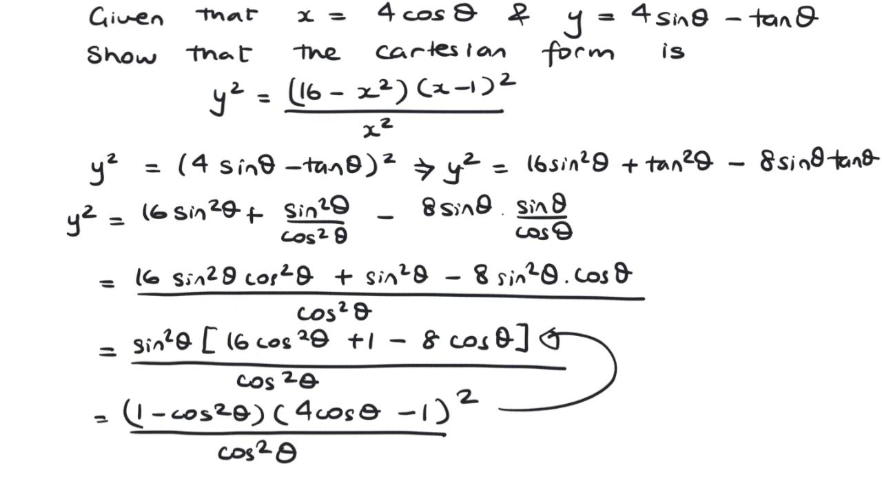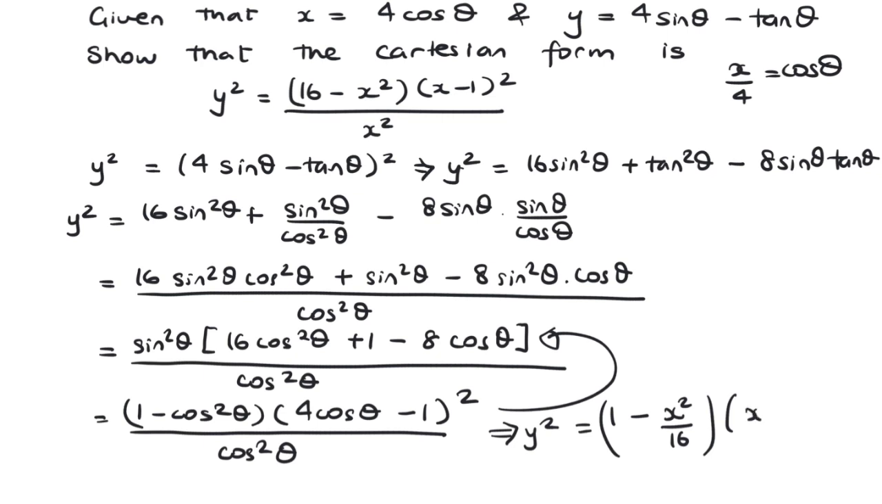So now I can look at my first equation, which is x equals 4 cos theta. If x is equal to 4 cos theta, then x over 4 equals cos theta, and if I need to square it, it can be done quite easily. So I'm just going to expand this now. I'm going to replace, and I'm going to have y squared equals 1 minus cos squared theta, which is x squared over 16, followed by 4 cos theta, which is exactly x, so x minus 1 squared, all over cos squared theta, which is again x squared over 16.